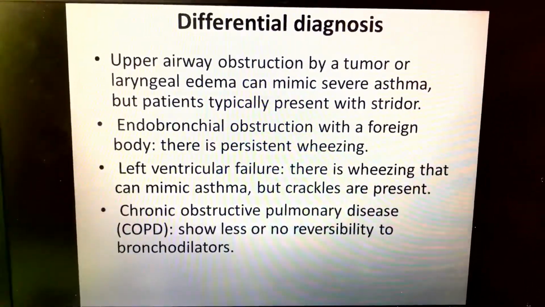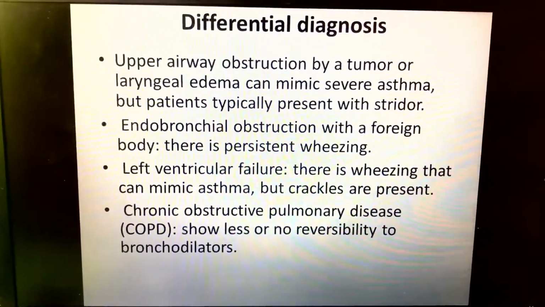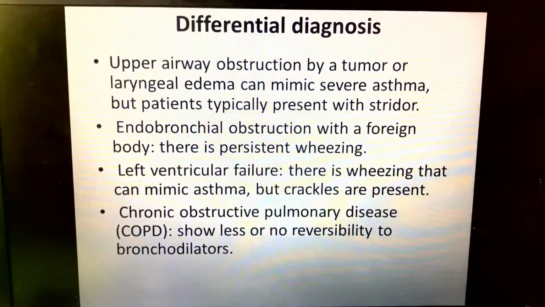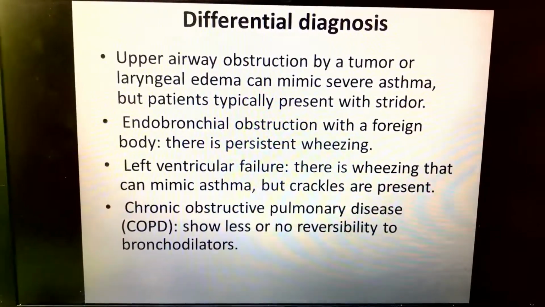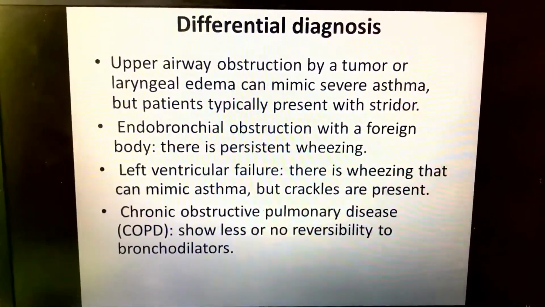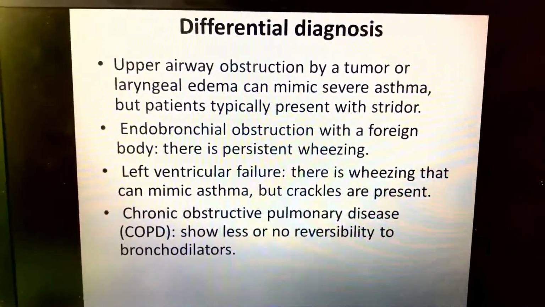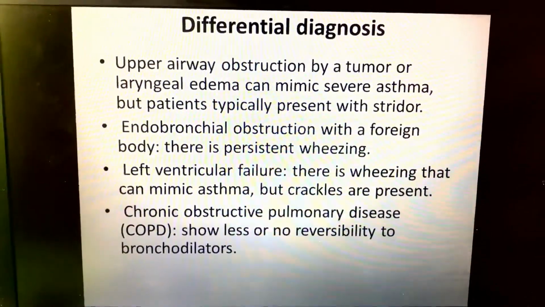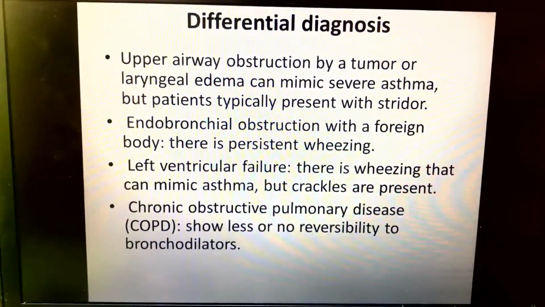Chronic obstructive pulmonary disease can also be misdiagnosed as asthma, showing less or no reversibility to bronchodilators. But we will tell you that there is a difference. It is not asthma, it is COPD. We will administer bronchodilators, but the bronchodilators will not reverse the symptoms.